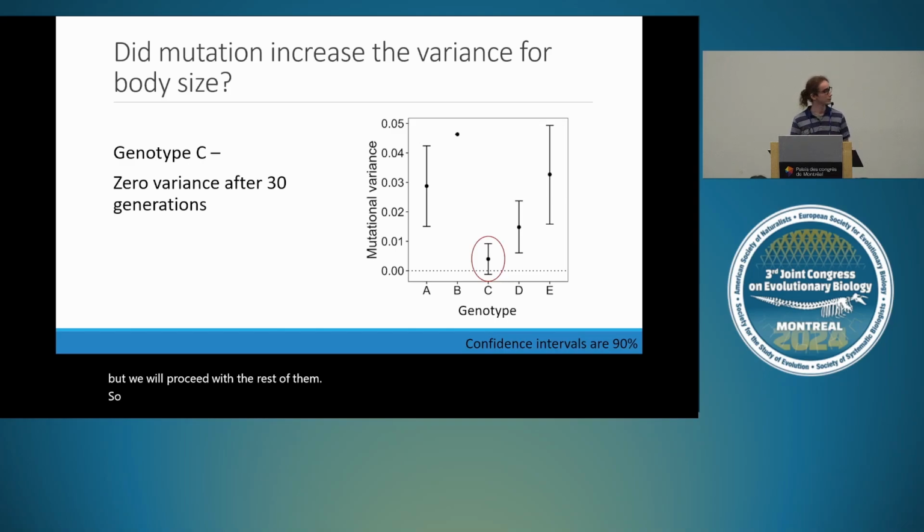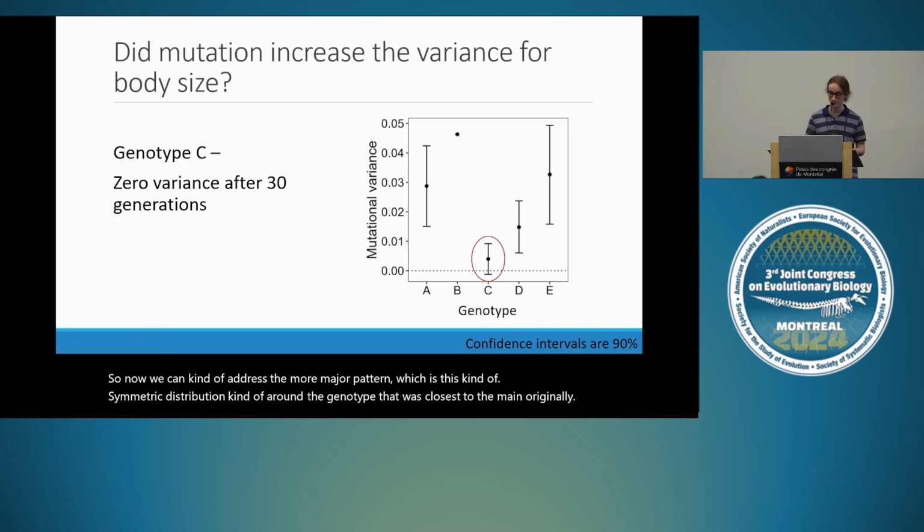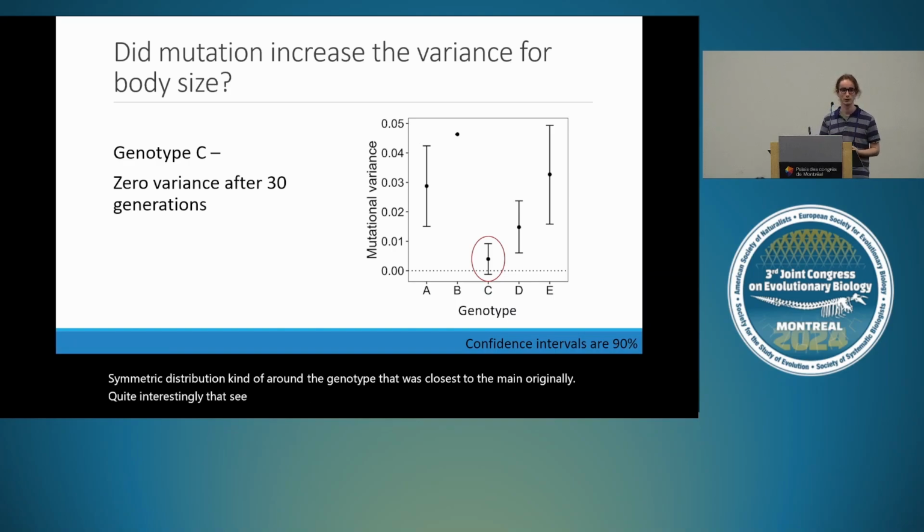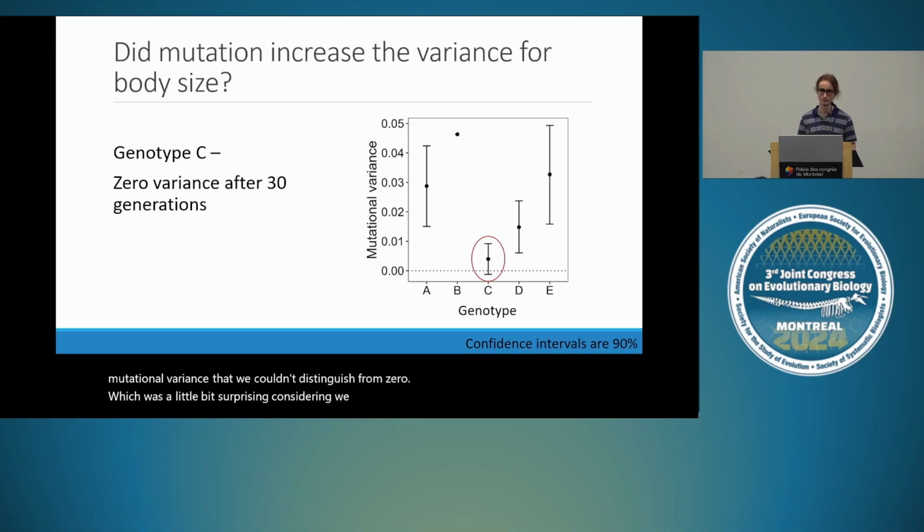So now we can address the more major pattern, which is this symmetric distribution around the genotype that was closest to the mean originally. Quite interestingly, that C genotype that was closest to the mean size originally had a mutational variance that we couldn't distinguish from 0, which was a little bit surprising considering we expect that an experiment of this length should have yielded some evidence of mutation.